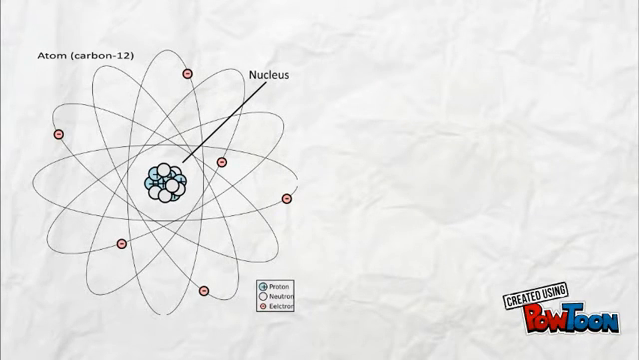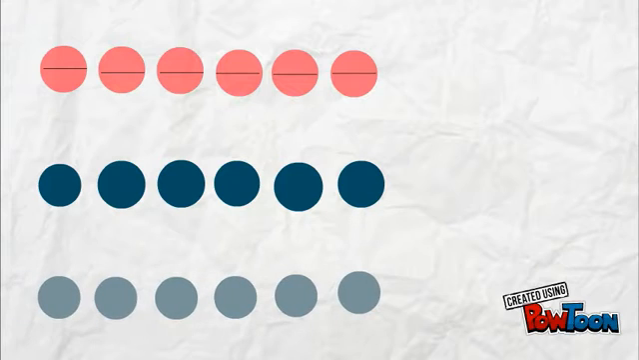Now if I were to take that carbon-12 and deconstruct it into its subatomic particles, we should get 6 electrons, 6 protons, and 6 neutrons. And if I were to add up those masses, we should get 12, right? Let's find out.